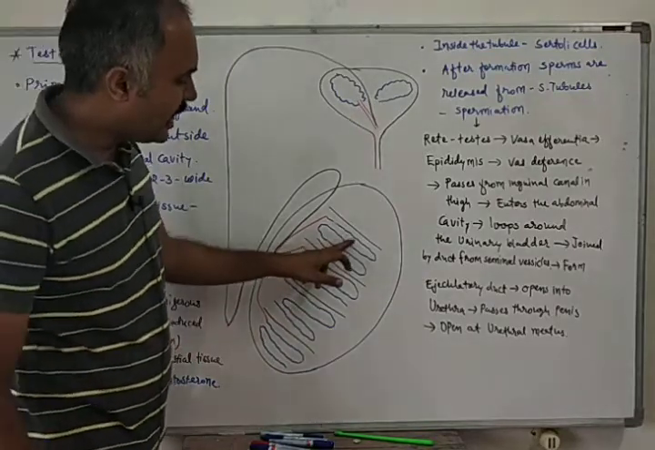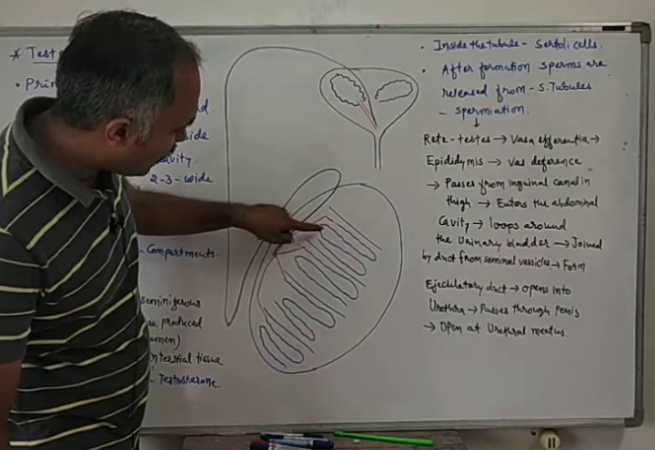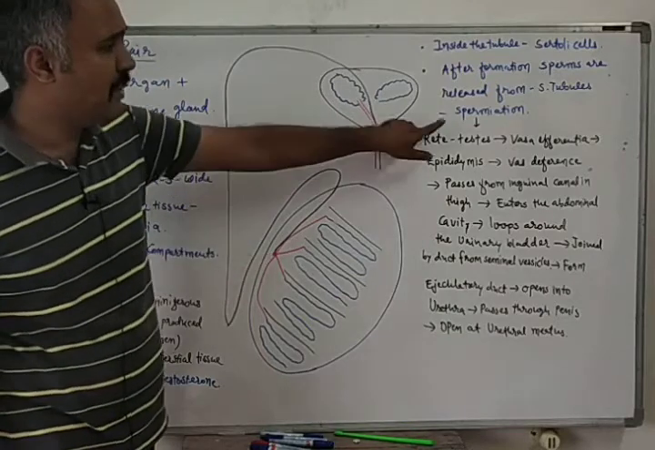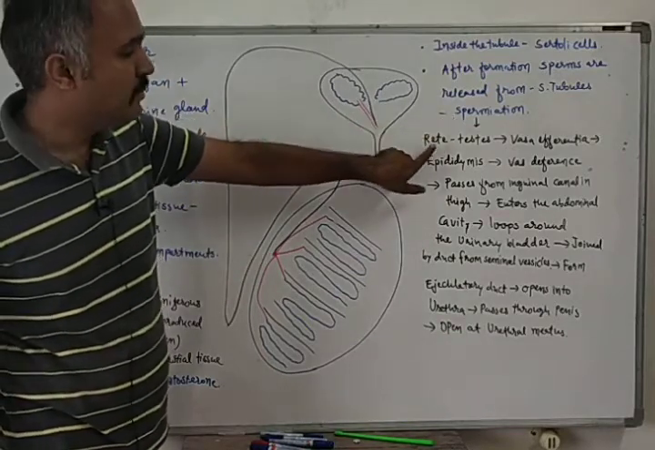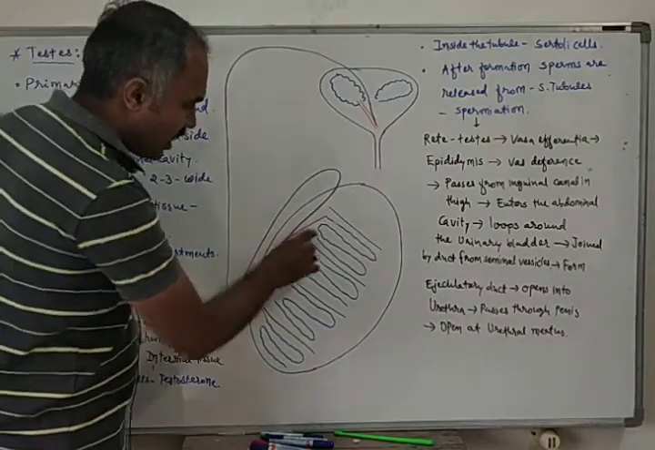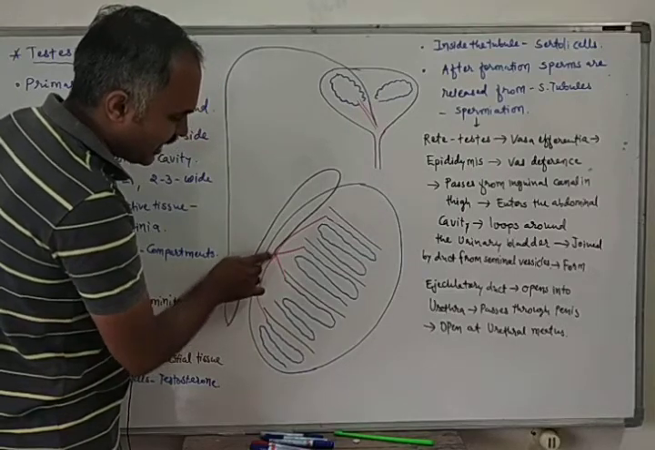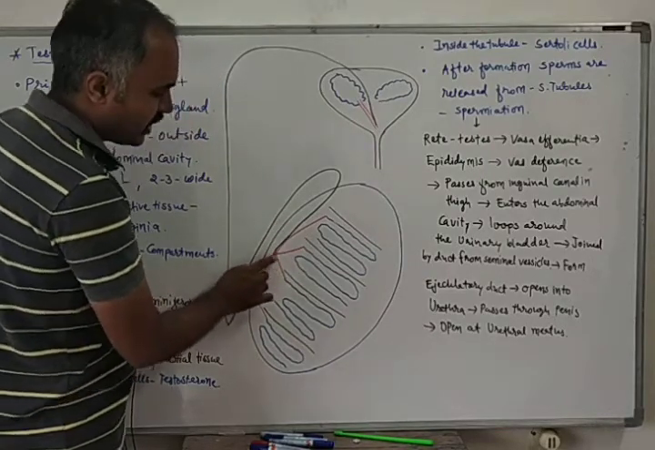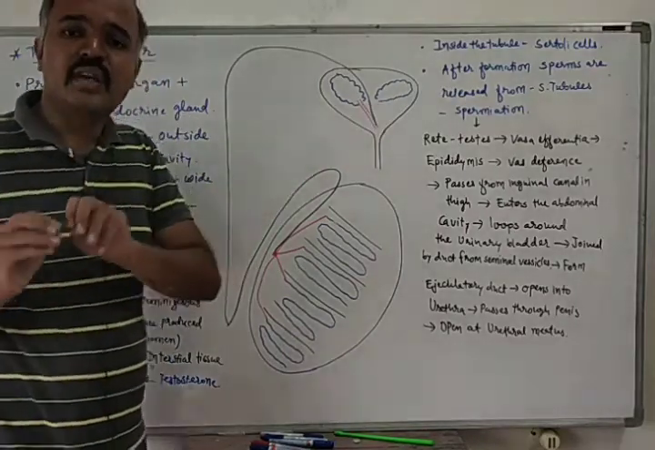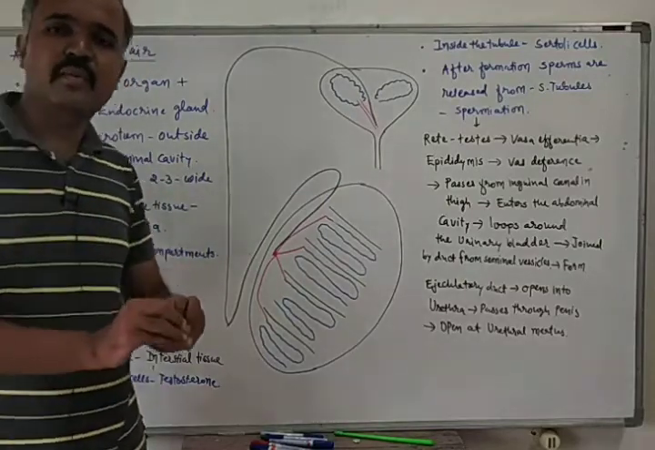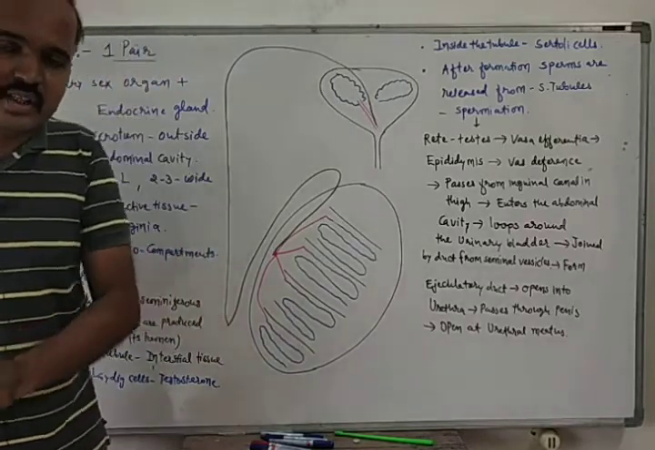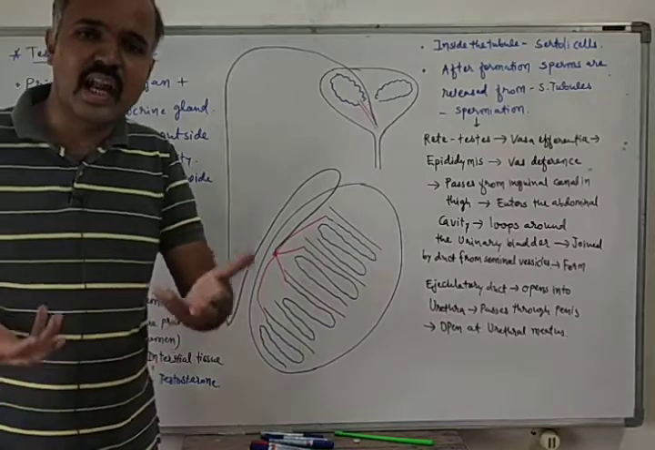Now the sperms get released from these tubules and come out into a network of tubules, which is known as rete testis. After spermiation, the sperm enter the rete testis. This red colored network is the rete testis. And what is the rete testis? It is nothing but a network of tubules.